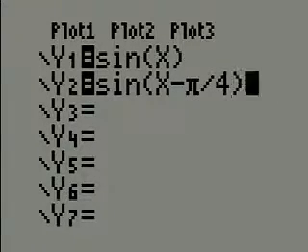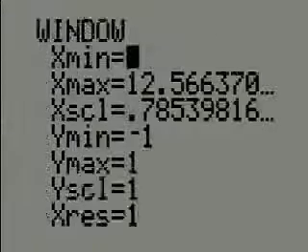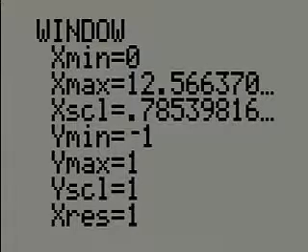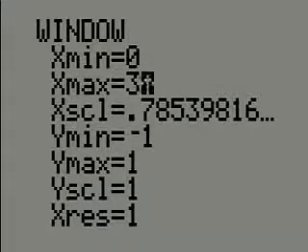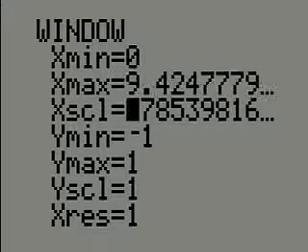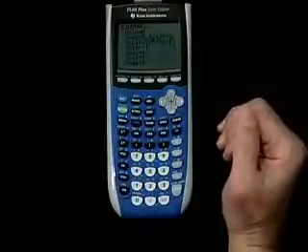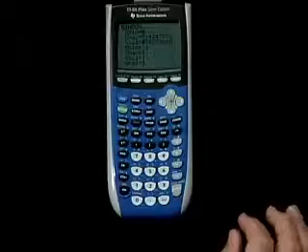The other thing I want to do is make sure that my window is set, and right now we want to go from 0, so that's okay, and then we want 3 pi, so I type in 3 and the second caret, which gives me the pi. Watch what happens when I hit enter: it will change to the decimal equivalent. I will leave my x scale alone, and I will leave the y min and max alone as well.